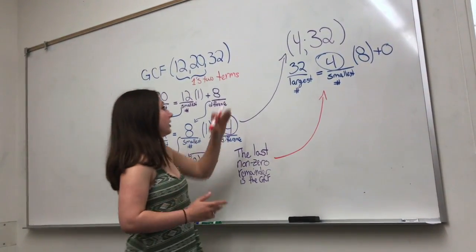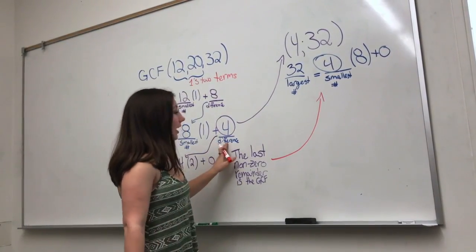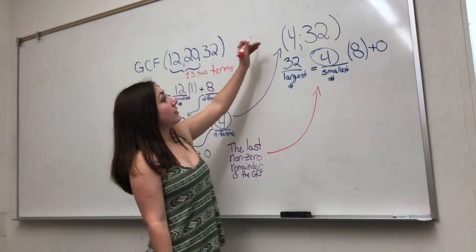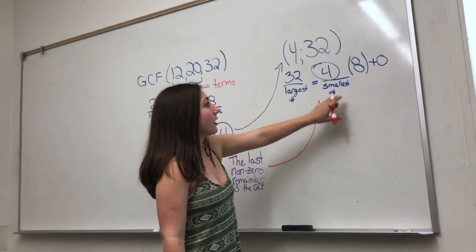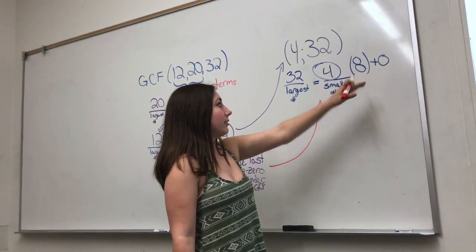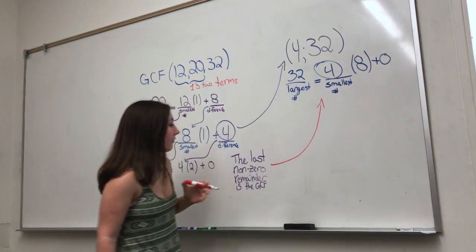Now, going over here and using 32, so we're using the GCF found in the first equation over here and doing the same thing, so 32, the larger one, and 4, the smaller. 4 goes into 32 8 times with a remainder of 0, so then again, the GCF is 4.